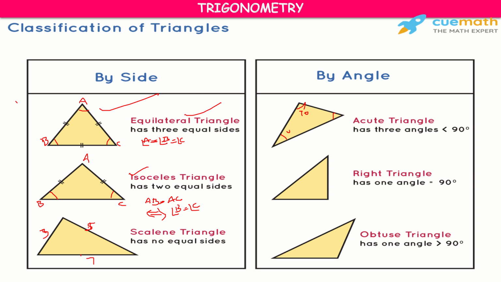This may be 40 degrees, this may be 50 degrees, and this may be 60 degrees. See, all the angles are different. This is 70 degrees, this is 50 degrees, and this is 60 degrees. All the angles are less than 90 degrees. As all the angles are less than 90 degrees, we say it is an acute angle triangle.